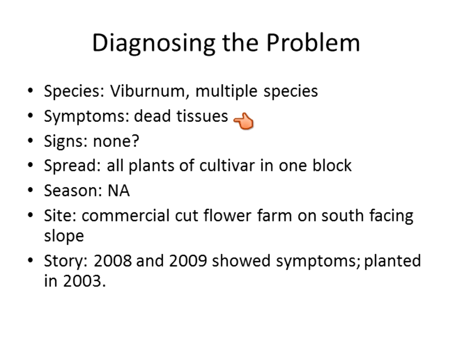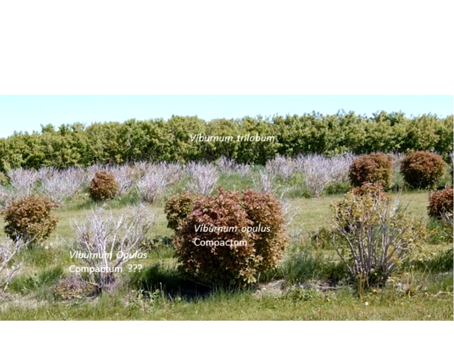So we're talking about viburnums, and this had to do with multiple species of viburnums. Some of them are just dying, just dead in the landscape. It was all plants in a block. This was a cut flower grower in my neck of the woods who had whole stretches of these plants dying, which was a major concern because cut flowers from viburnums and the fruit they form is one of their major products they sell. Season was a non-issue because it was just occurring all the time. Like I said, a commercial cut flower farm, south-facing slope. In 2008 and 2009, the symptoms showed; the plants were planted in 2003.